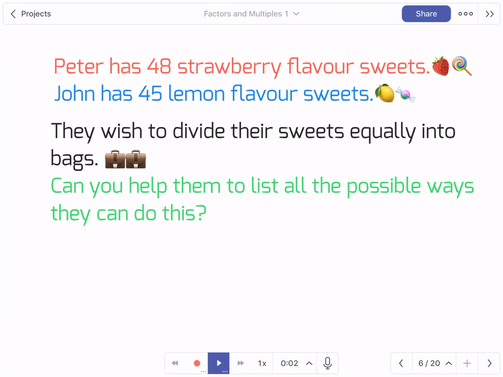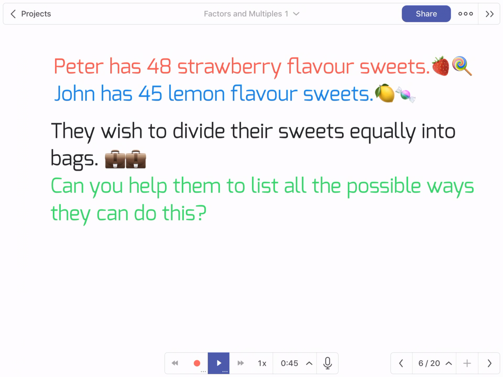So far we have learned how to find the factors of a number and how to categorize numbers on the basis of factors, either as a prime number or a composite number. So where do you apply this knowledge? Let's look at a problem that requires your knowledge of factors. Peter has 48 strawberry flavor sweets. John has 45 lemon flavor sweets. They wish to divide their sweets equally into bags. The question is asking, can you help them list all the possible ways they can do this?